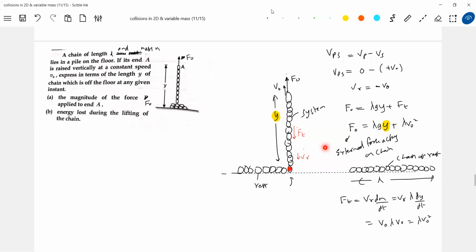This is the one thing. Next again, kinetic energy of the chain. There will be some mechanical energy lost. Whatever work it did, a part of it is converted into heat.